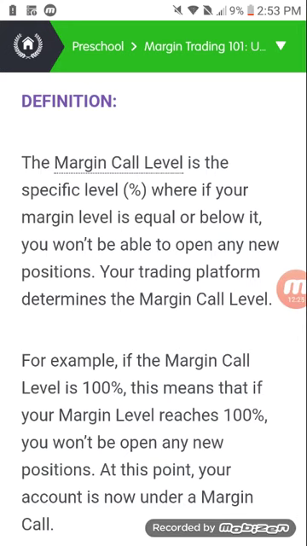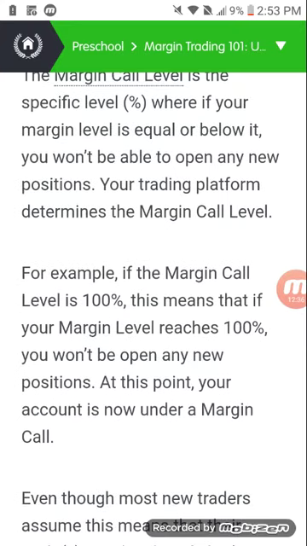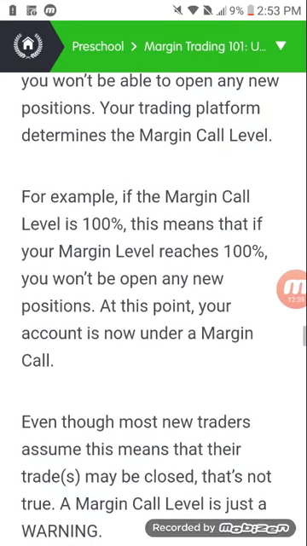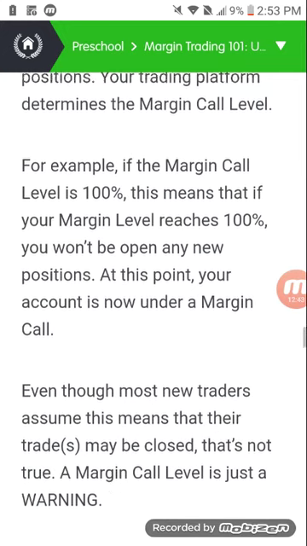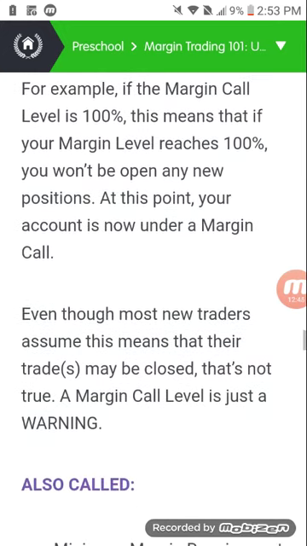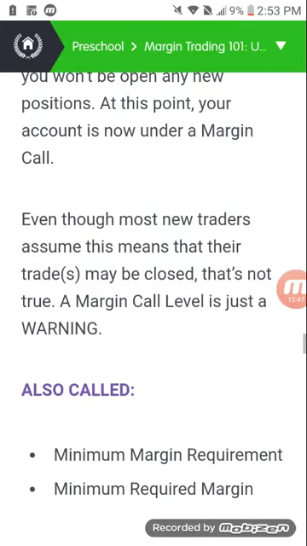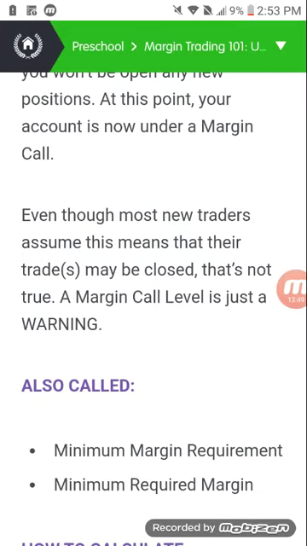Your margin call level is determined by your trading platform. Some margin call levels are 100, some are 50. For example, if the margin call level is 100, this means that when your margin level reaches 100, you won't be able to open any new positions at this point. Your account is now under a margin call. Even though most new traders assume this means that their trade may be closed, that's not true. A margin call level is just a warning.